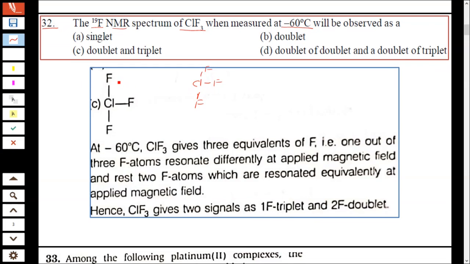But at a low temperature, the fluorines exist in two different environments. This is Fa, and these are Fb, Fb. For Fa, there is n plus 1, that is 2 plus 1, that is a triplet. For Fb, there is 1 Fa, that is 1 plus 1, that is a doublet. Hence, at minus 60 degrees, ClF3 gives two signals, one for Fa and one for Fb. Fa gives a triplet and Fb gives a doublet. Hence, option C is correct, because there exist two different environments of fluorine.